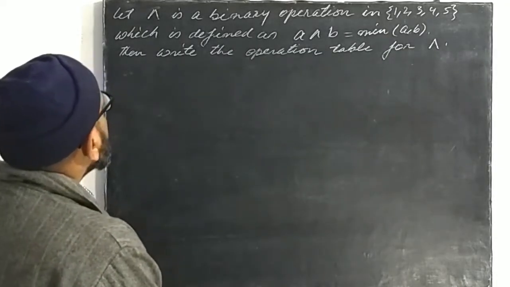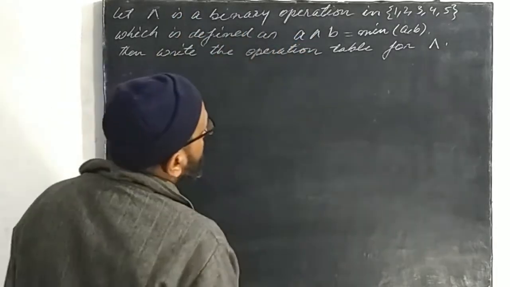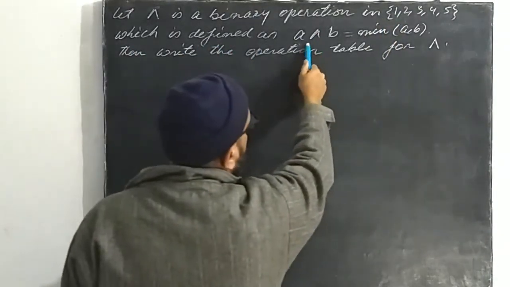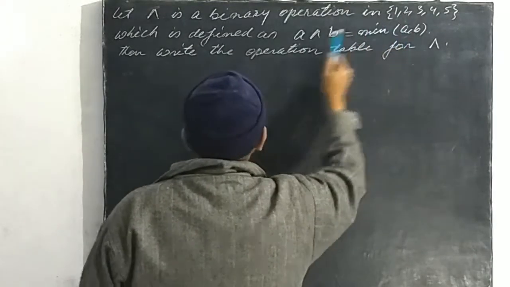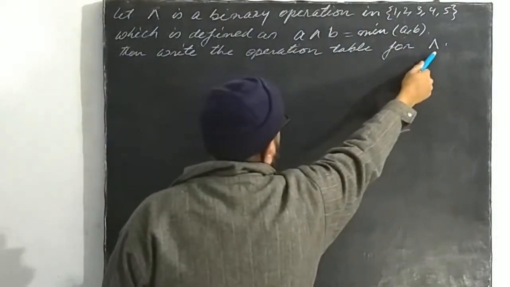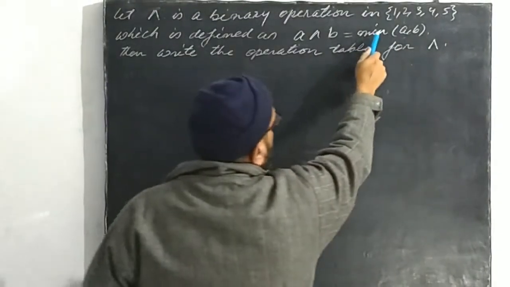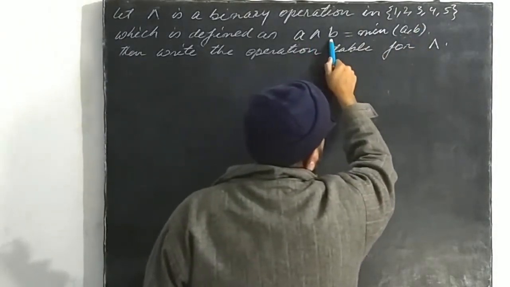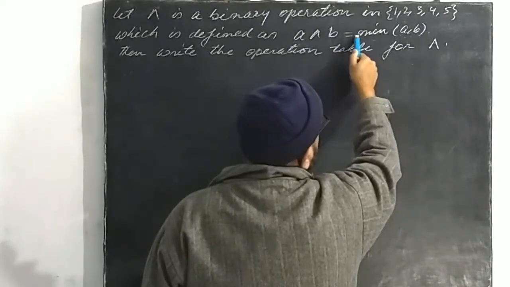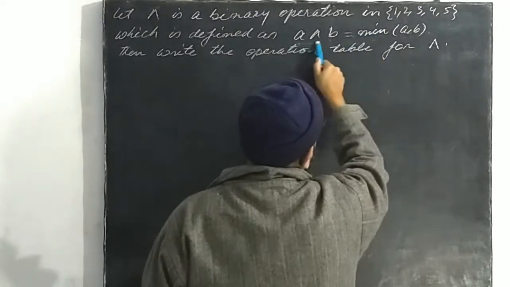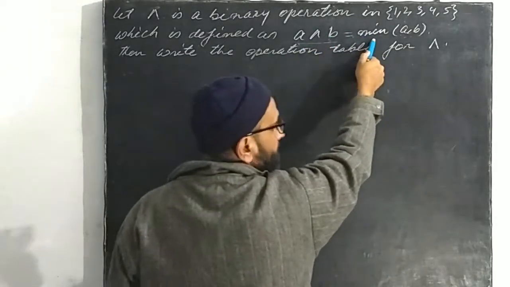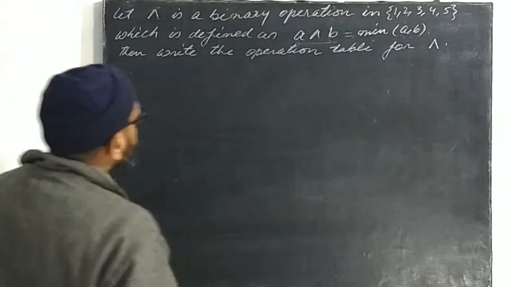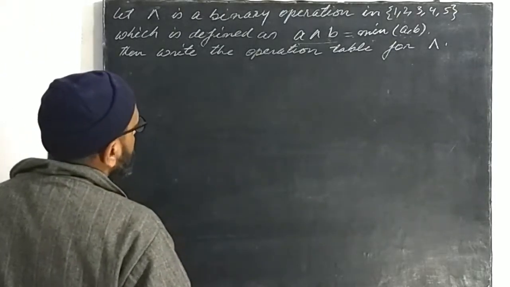Our next sum is: let cap be a binary operation in the set {1, 2, 3, 4, 5}, which is defined as A cap B is the minimum of A, B. Then write the operation table for operation cap. So here minimum of A, B means out of these two elements, which is minimum, that should be the answer of this operation. That if A is greater than B, the answer is B, and if A is less than B, the answer must be A. So how to write the operation table?